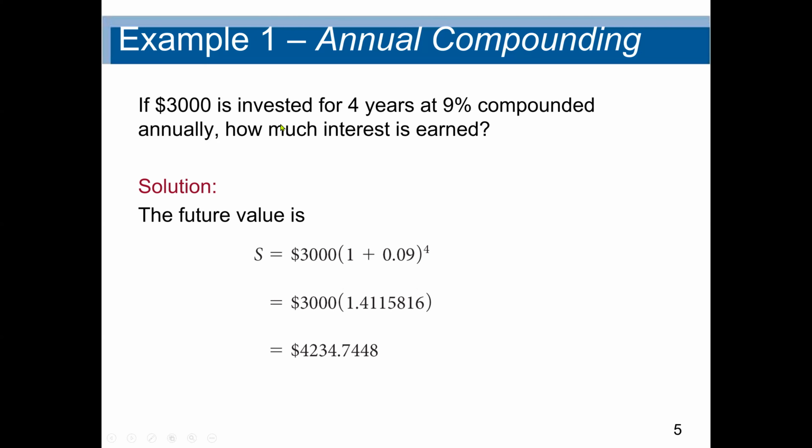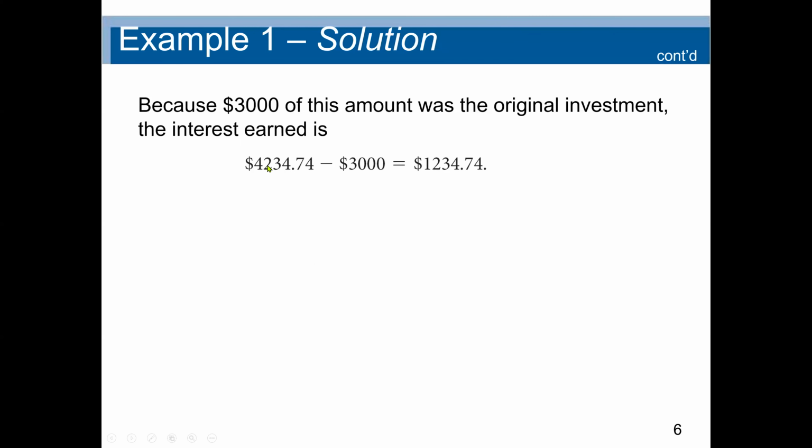Now, the question is how much interest is earned. To find how much interest is earned, we subtract the principal amount from the future value. So this is the future value, and now we subtract the principal investment. This means our interest for the period of 4 years at 9% will be $1,234.74.